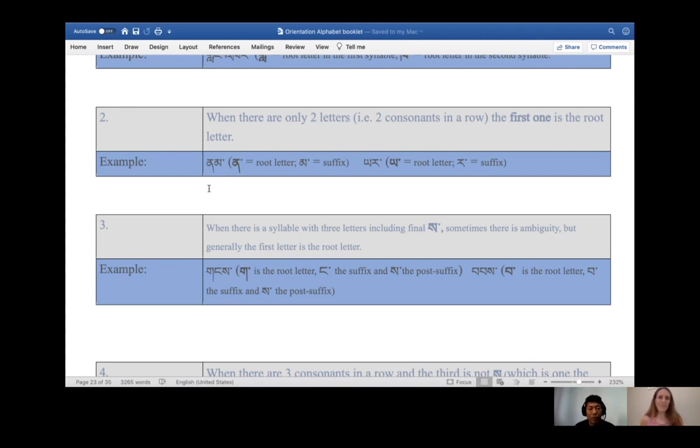So, na, ma, nam. Na, ma, nam. Okay. So na is the root letter, ma is the suffix. And then the next one, ya, ra, yar. Ya, ra, yar. Some people read ya, ra, ya, just lengthening without pronouncing the ra. Okay. And then ya is the root letter, and the ra is the suffix.